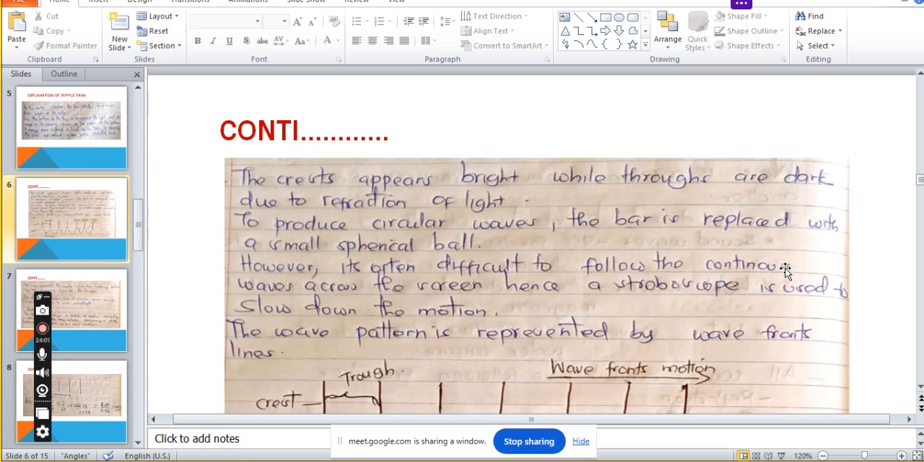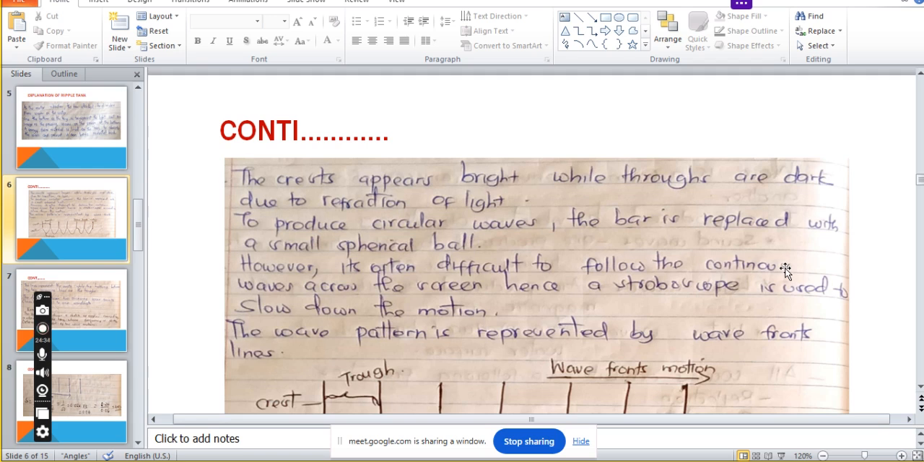So there's always a crest that normally appears bright, and the regions that are dark are the troughs. You will correct that: troughs should be spelled with a T. Troughs are dark due to the refraction of light. So if you are asked to explain what the bright region represents, you talk about the crests. What does the dark region represent? You talk about the troughs.